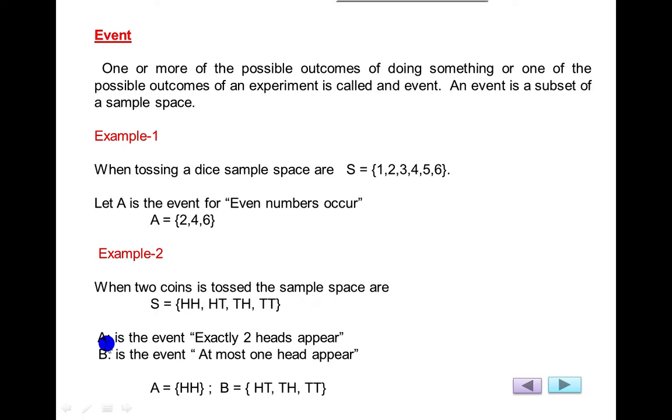So the event is defined, this is given, the condition will be given. A is the event, exactly 2 heads appear. Suppose you want to calculate the probability of exactly 2 heads appearing if you throw a coin 2 times. First we will draw the possible outcomes and then the outcomes of the event. Then we will apply the formula of probability: number of outcomes of the event divided by the possible outcomes.